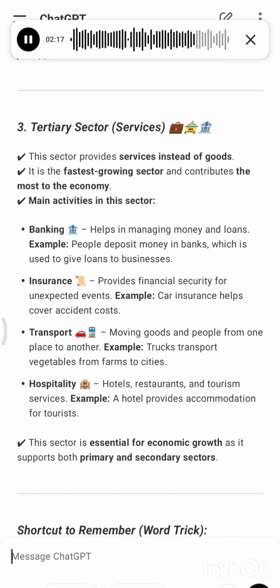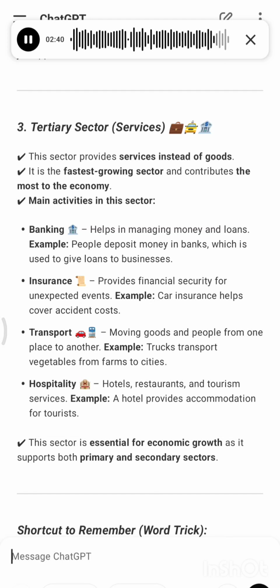Transport, moving goods and people from one place to another. Example, trucks transport vegetables from farms to cities. Hospitality, hotels, restaurants, and tourism services. Example, a hotel provides accommodation for tourists. This sector is essential for economic growth as it supports both primary and secondary sectors.